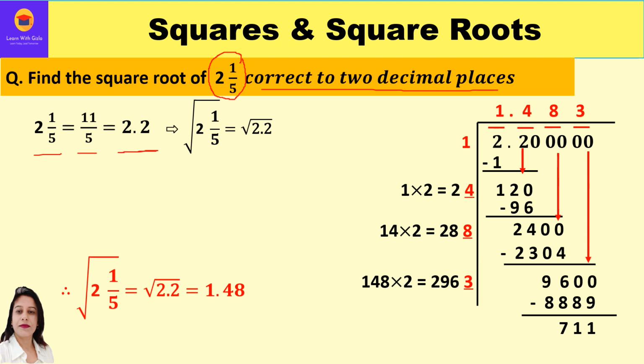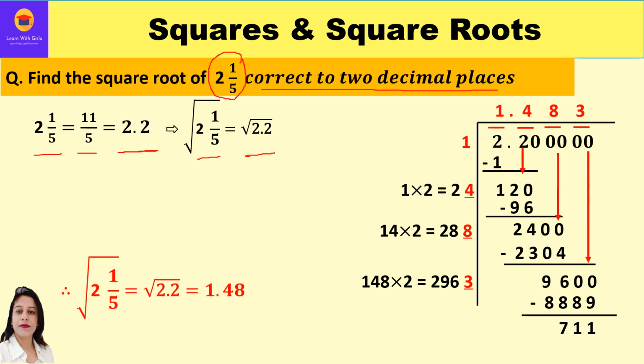2 into 5 is 10, 10 plus 1 is 11, so 11 by 5, which is equal to 2.2. So basically we can say that if we have to find the square root of 2 1 by 5, we have to find the square root of 2.2. Now we have to find the square roots correct to 2 decimal place. That means we have to find 3 decimal places and then we have to correct the second place depending on what value we get at the third place.